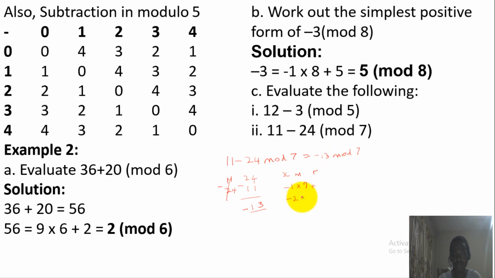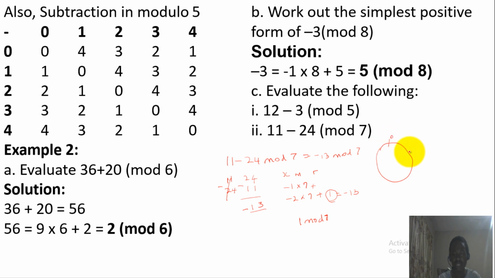If I try -2 times 7, that will give me -14. Then -14 plus 1, basically I'm going to have -13. This will work. -2 times 7 will be -14. -14 plus 1 will give me -13. Basically this will work, and it's returning the remainder. The answer will be 1 mode 7.